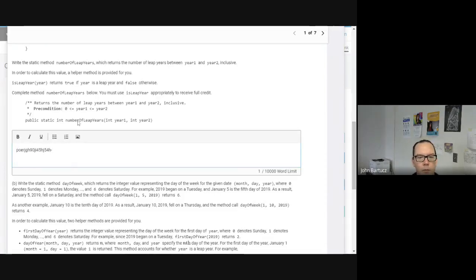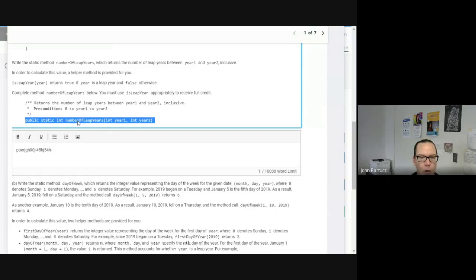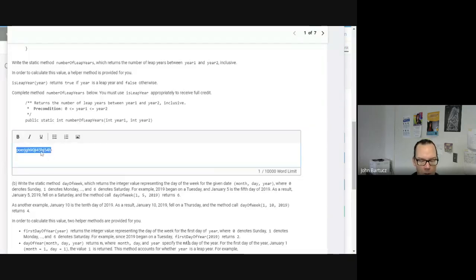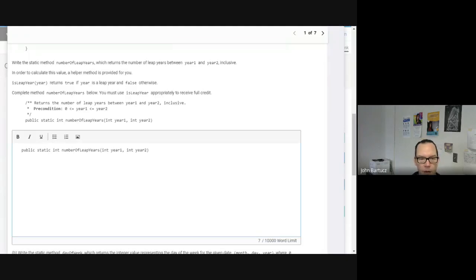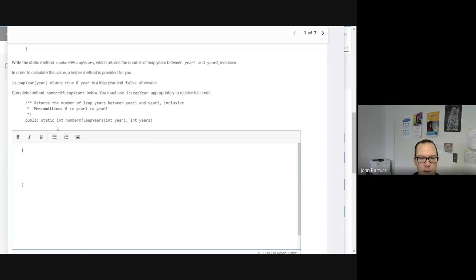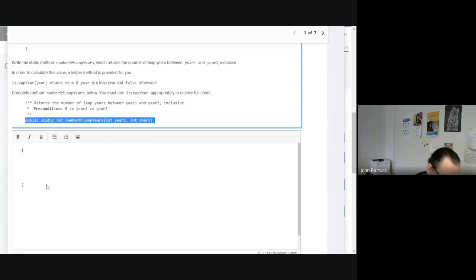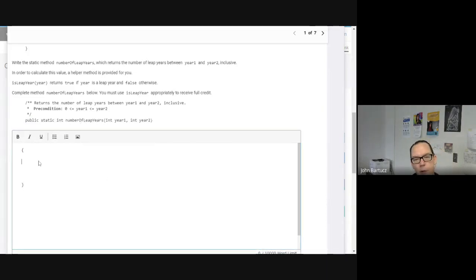Right? So you can either start with that, or you can probably just start with that because they have already put the header up there. And then you have to type your code in here to figure that out.